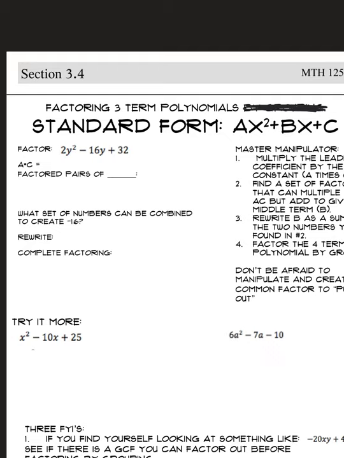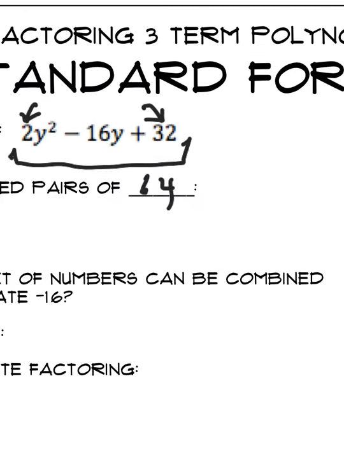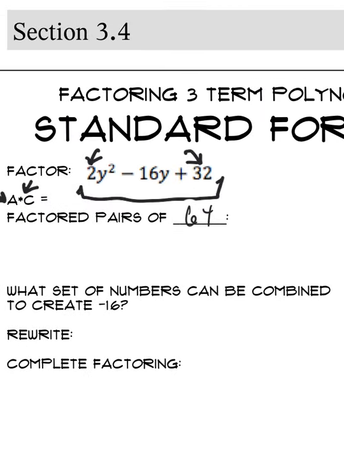The fact that you're asked to recognize A and C is referring to these three numbers. A is the leading coefficient, the one in front. B is the middle coefficient. C is the constant. What you need to do if you're going to factor something like this is the first thing is you need to multiply A, which is 2, by C, which is 32. 2 times 32 is 64. I need to really zoom in, or else it's going to look awful. 64. Now I need to list all of the factored pairs of 64.